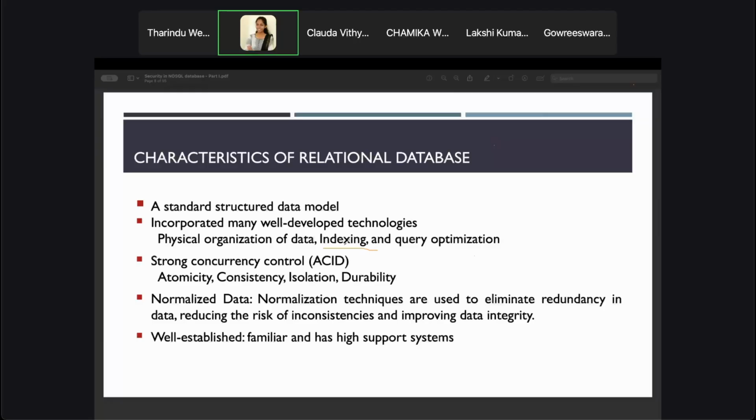So all these can be supported by a relational database. Already you have a relational database management system. They have the power to create indexes. There are optimizers to optimize your query to give the results as soon as possible. So those are some advantages we have when we are using a SQL database.